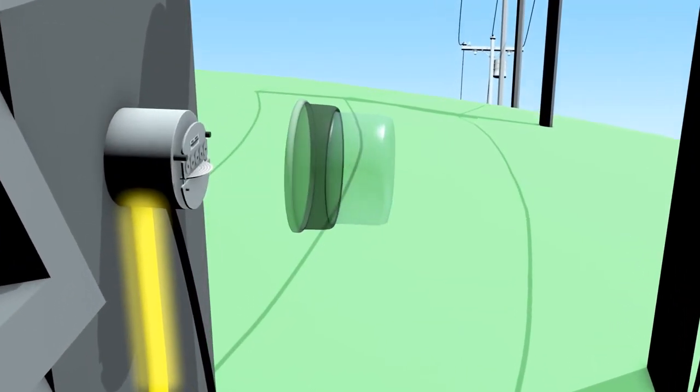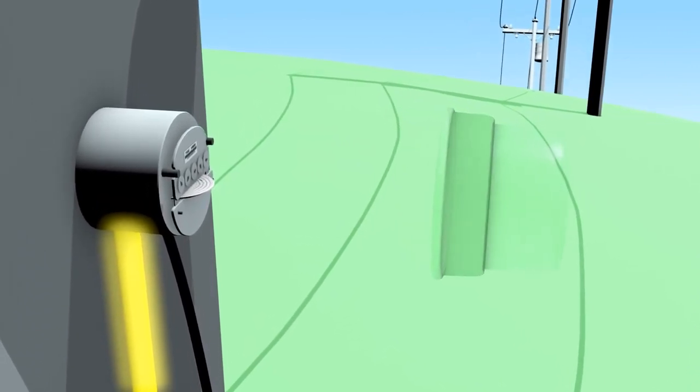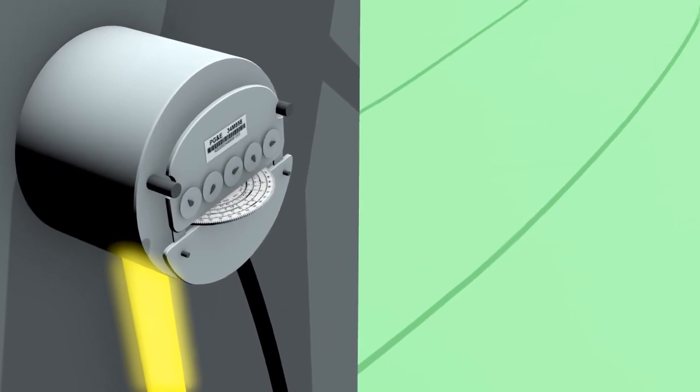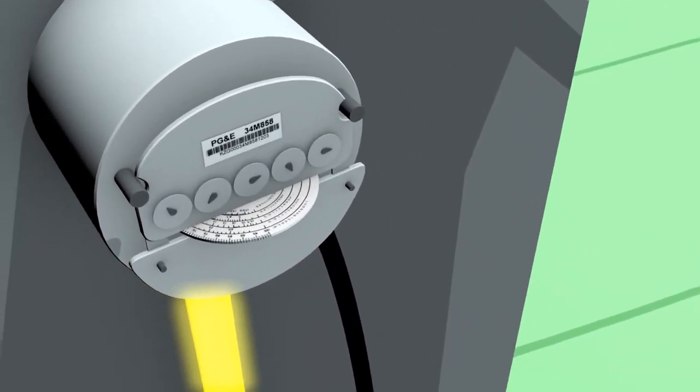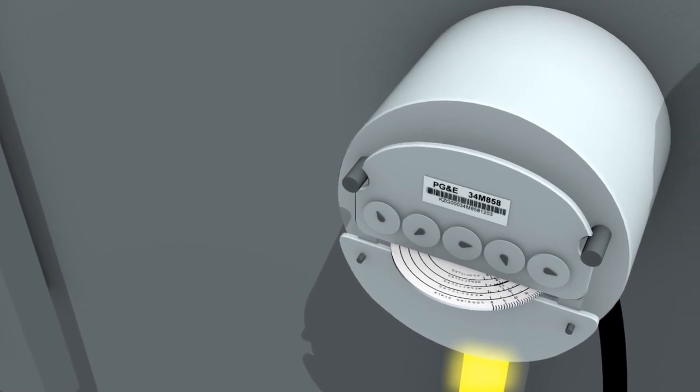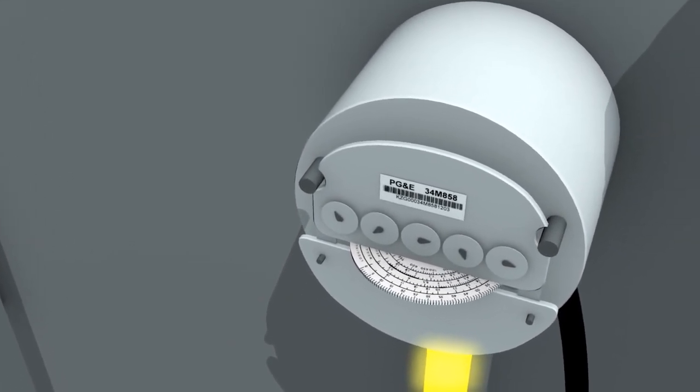During the day, if the solar system's production exceeds the house's electrical needs, the excess electricity is fed back into the power grid. When this occurs, you can observe the electrical meter spin backwards.